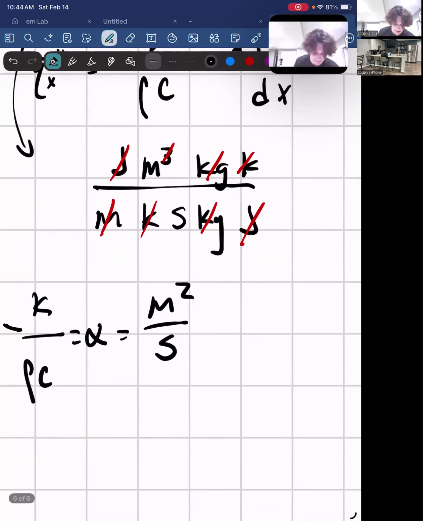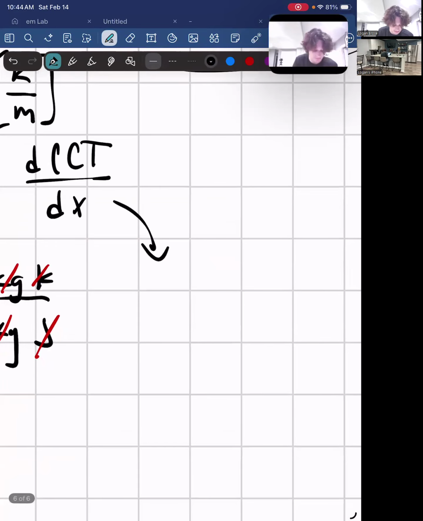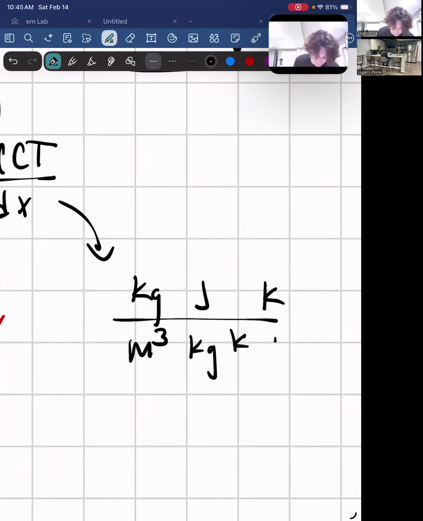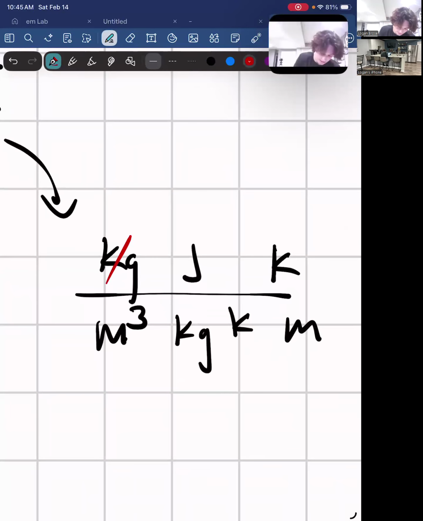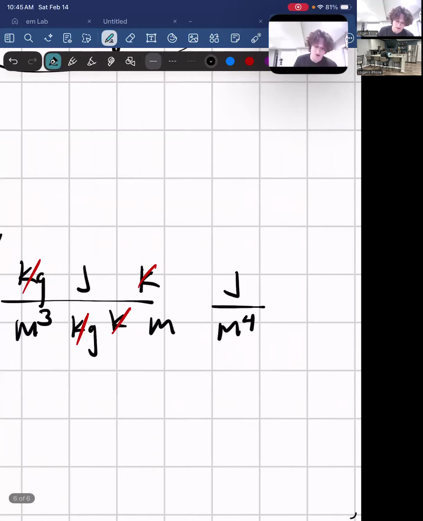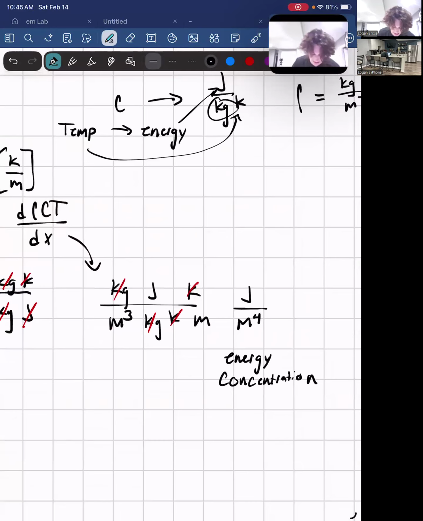So this negative K over rho C is our diffusivity, and it's our thermal diffusivity, which is denoted by alpha. And then next, we have our unit changes for this term, right? So we have kilogram per meter cubed, joules per kilogram Kelvin, Kelvin, and then meter. So we can cancel out kilograms, kelvins, and now we're looking at joules per meter to the fourth. This is our energy concentration, which is our concentration gradient for the heat.